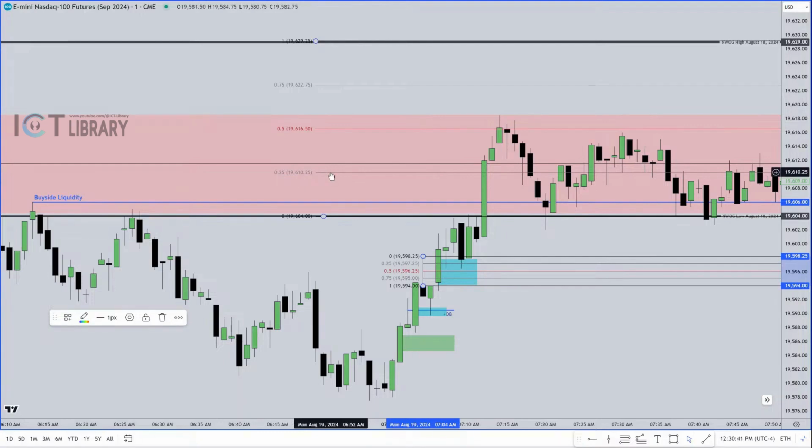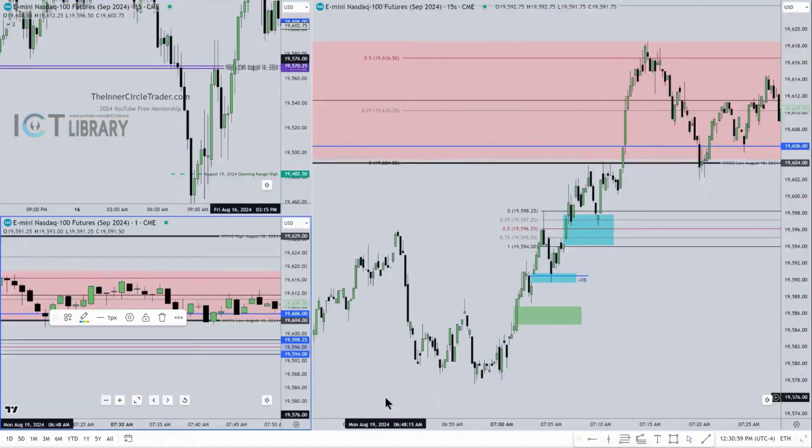19,610.50 or slightly higher, right? Of course. So if that's the case, we're going to have these levels here. And just know that once we get above the blue line, which is the buy side liquidity here, if we have that on our chart, we can do this.